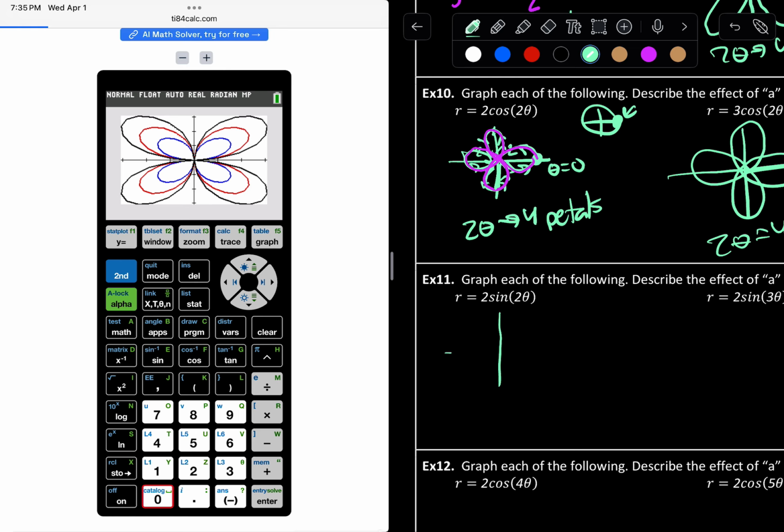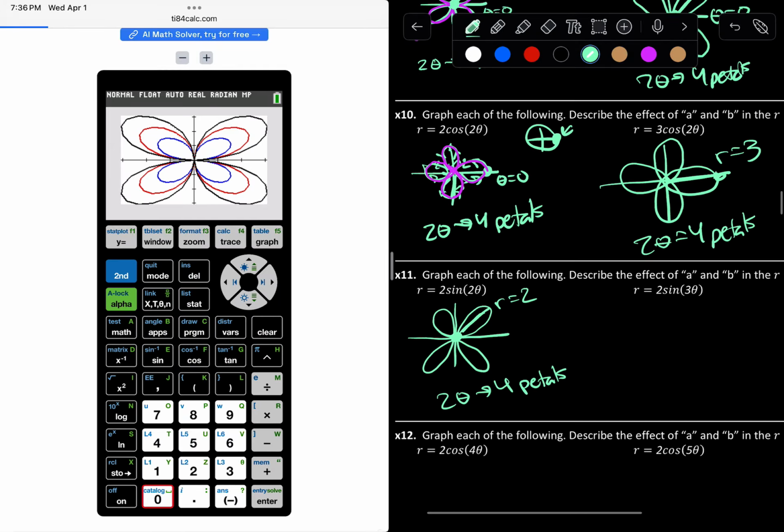We have 2 sine of 2 theta. It's sine, so we're starting at the pole. 2 theta, so we have 4 petals. So I'm going to go 1, 2, 3, 4, boom. All right, so this has a max radius of 2, and 2 theta means 4 petals.